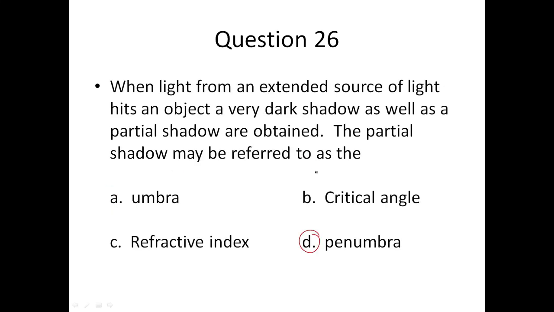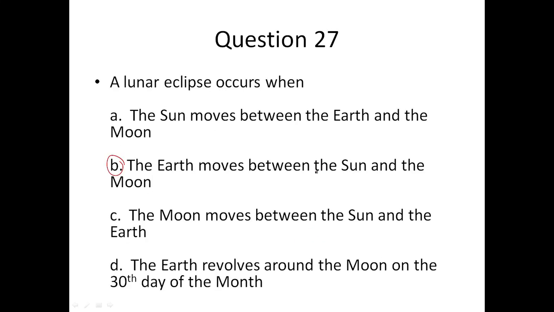Question 26. When light from an extended source of light hits an object, a very dark shadow as well as a partial shadow are obtained. The partial shadow may be referred to as the penumbra. Correct.